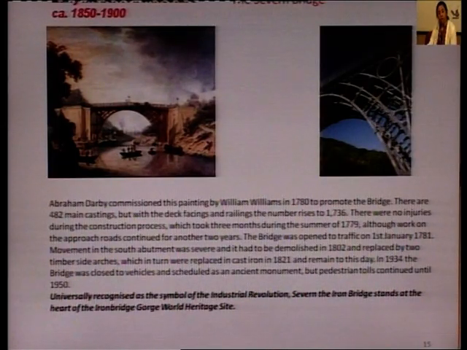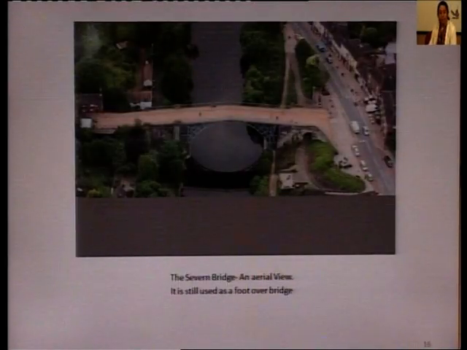But each part of the bridge was actually built like it had to be built in timber, which really means that it was important to understand the reasons behind its construction. If you look at the timber side arches, they actually remind you of timber frame structures, but they're actually built out of cast iron. And in 1934, this bridge had to be closed to vehicles and scheduled as an ancient monument, but pedestrian tolls continued until 1950.